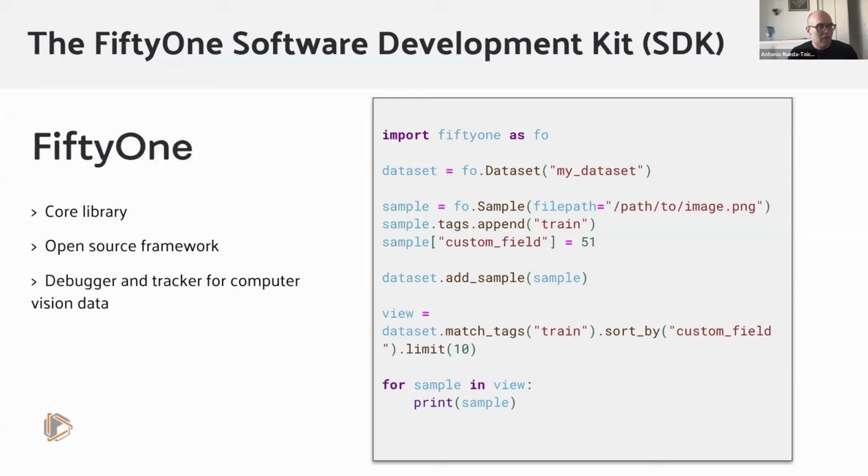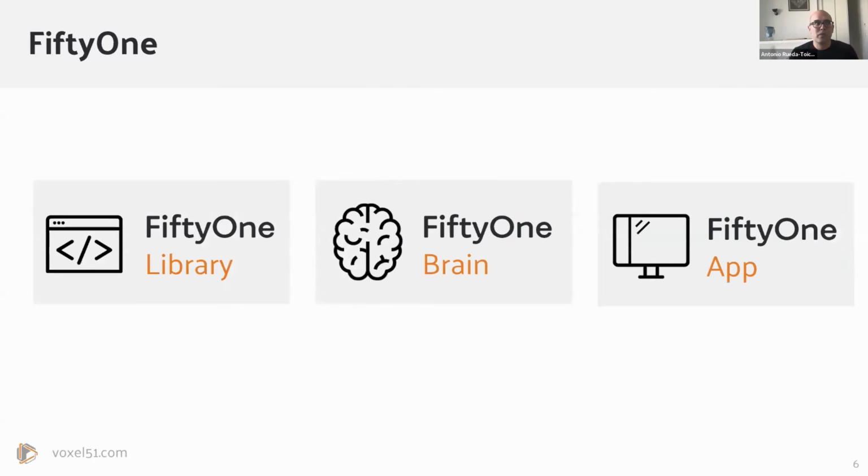So you can think of FiftyOne as a debugger and tracker for computer vision data. It allows us to do some slicing and dicing of the different ways in which we can interpret our dataset, considering all the metadata, considering all the labels, and everything that we might want to wrap together with the information that we're using to train our models.